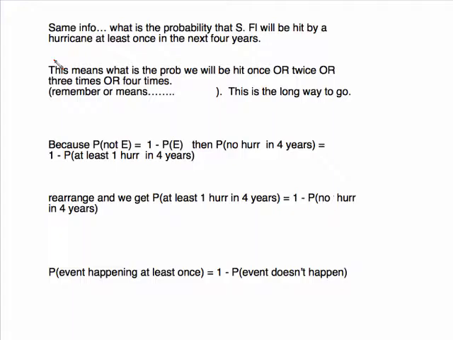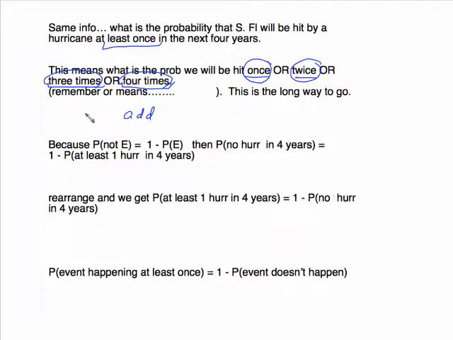Now, a little more complicated is the question, what is the probability that South Florida will be hit by a hurricane at least once in the next 4 years? Well, you got to think about what at least once means. At least once means we get hit once, or we get hit twice, or we get hit 3 times, or we get hit 4 times. And remember, or means add. So to do it this way, I would have to figure out this probability, then this probability, this probability, and this probability, and then add all of those up. That's okay. There's nothing wrong with that, but that's a whole lot of arithmetic you have to do.